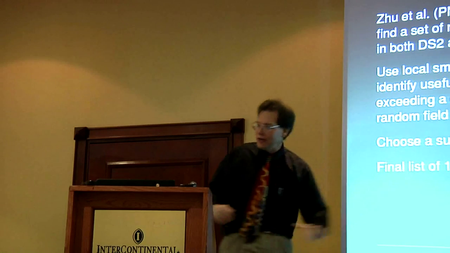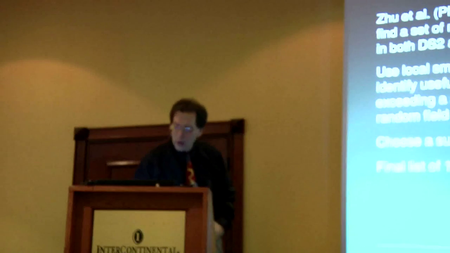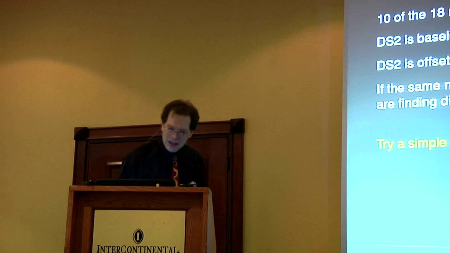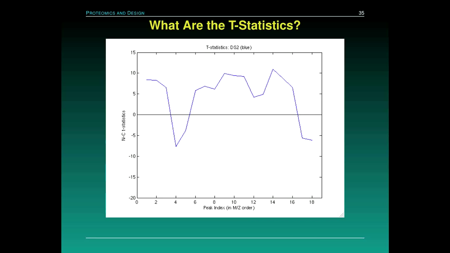Okay, so we took their 18 peaks and we said, how well does this separate cancers from controls in the data set? And this is why we were surprised, because a lot of the peaks are really low and we still thought that there was this offset. But still, let's try the peaks. So this is a plot of the t-tests for the 18 peaks they report, and the t-values are indeed bigger in magnitude than 5, which is reasonable. That's how they chose them. So okay, that's reassuring. That's what it looks like on the second data set.